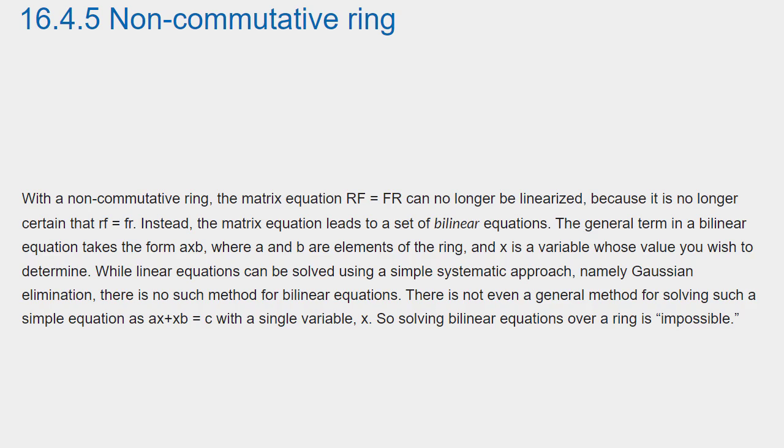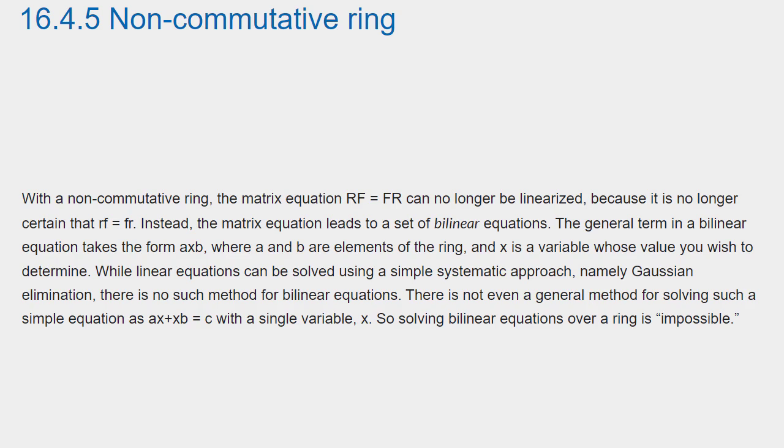With a non-commutative ring, the matrix equation RF equals FR can no longer be linearized because it is no longer certain that RF equals FR. Instead, the matrix equation leads to a set of bilinear equations. The general term in a bilinear equation takes the form AXB, where A and B are elements of the ring, and X is a variable whose value you wish to determine.